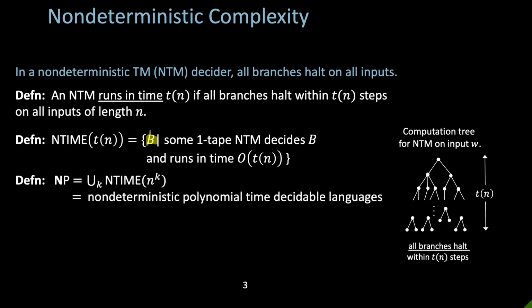Non-deterministic polynomial time, or for short NP, is the set of all languages that run in non-deterministic polynomial time. In other words, NTIME of n to the k, where n is the length of the input and k is some constant polynomial. It is invariant for all reasonable non-deterministic models.